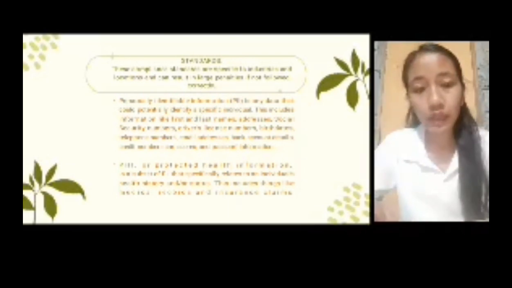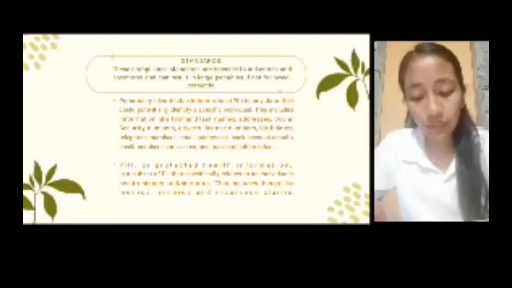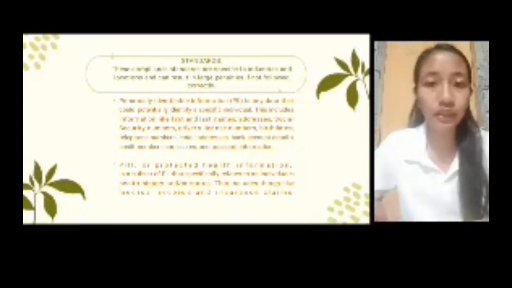Number 2, PHI, which is Protected Health Information. This is a subset of PII that specifically relates to an individual's health history and or status. This includes things like medical records and insurance claims.